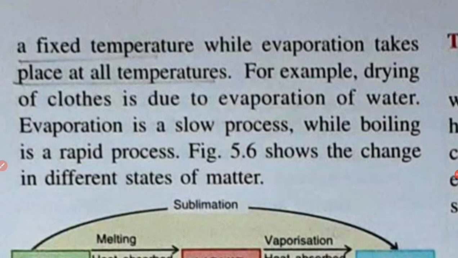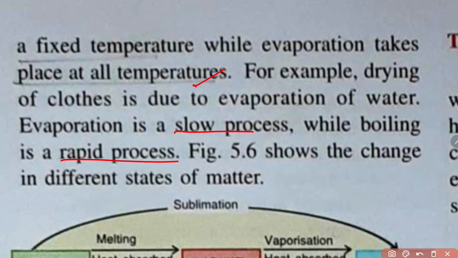while evaporation takes place at all temperatures. This is the first difference between boiling and evaporation. For example, drying of clothes is due to evaporation of water. Evaporation is a slow process, whereas boiling is a rapid process. This is another difference between evaporation and boiling.